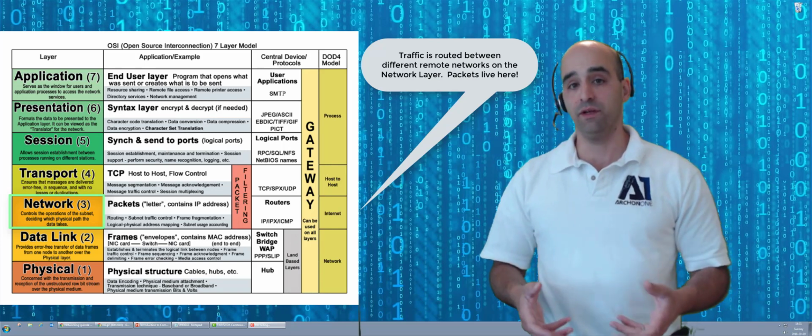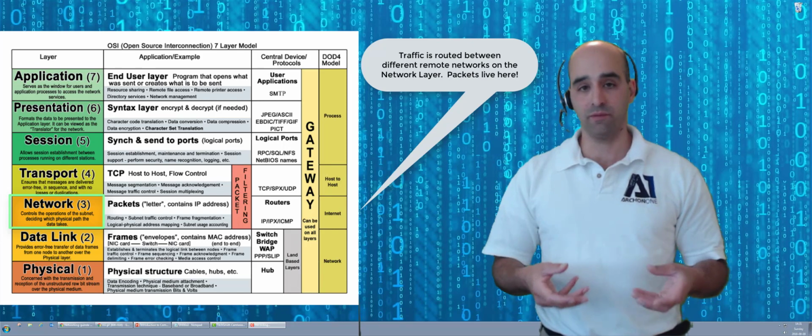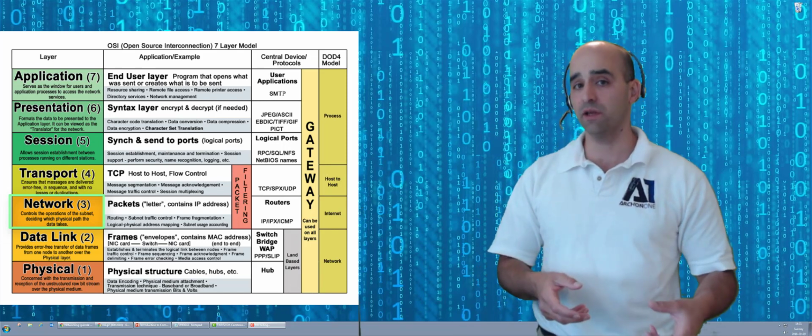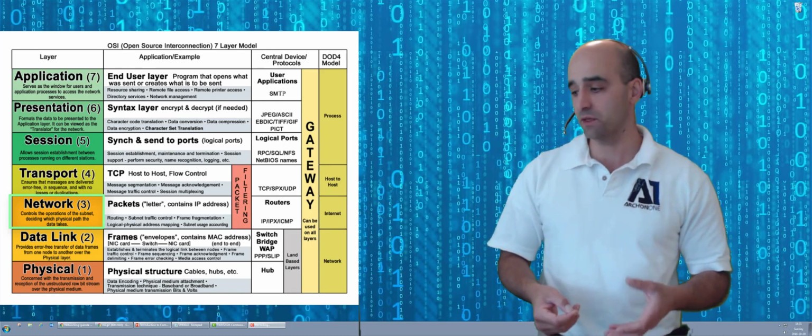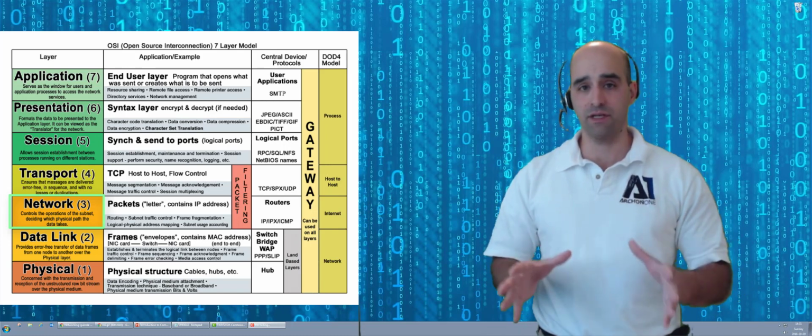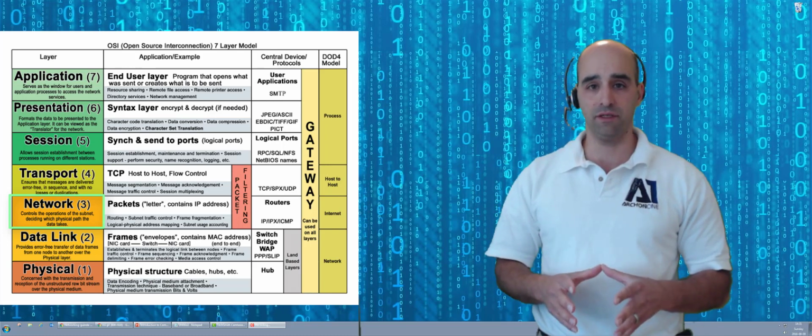On layer 3, when data is prepared, it's actually called a packet. And packets get routed from one place to the next based on the destination network and the source network that it's coming to. Routing is a whole separate field. It's a completely different topic, so I'm not going to go into a lot of that right now in detail.